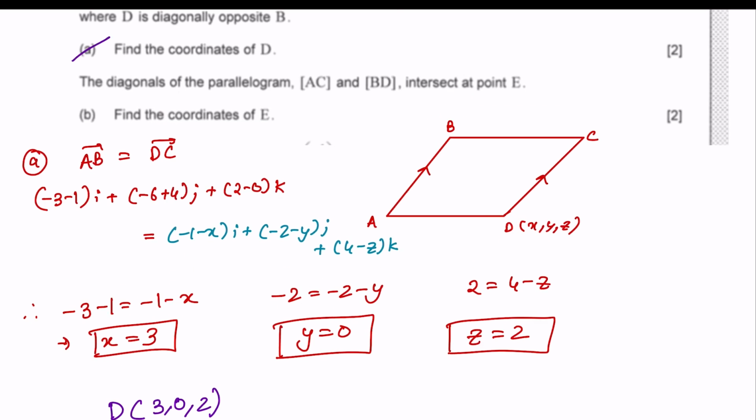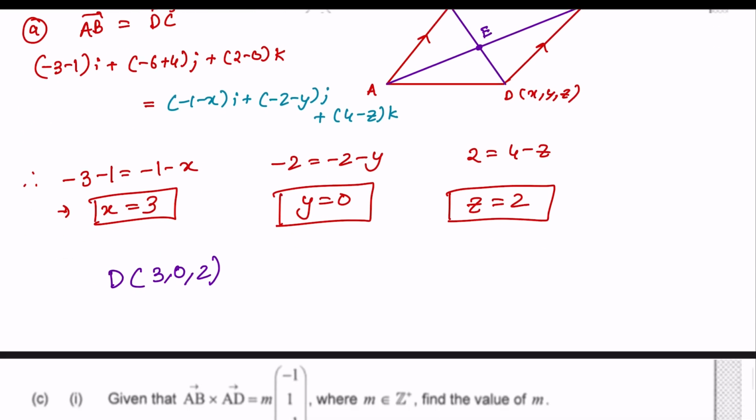That's it about part A. For part B, the diagonals of the parallelogram are AC and BD, and they intersect at point E. We have to find the coordinates of E. So for a parallelogram, we need to know that E will be the midpoint of either AC or BD because the diagonals bisect each other, right? So we can just find the midpoint of AC and we'll get the coordinates of E.